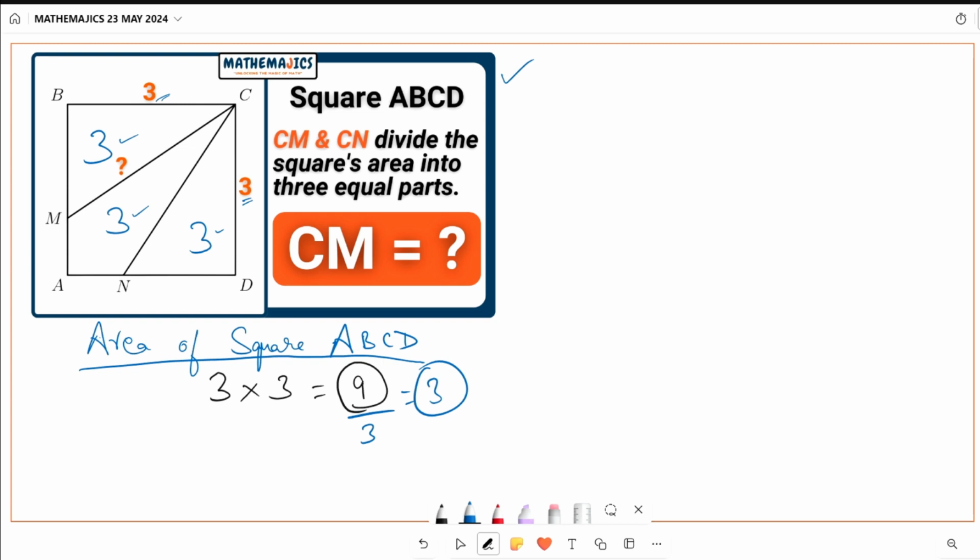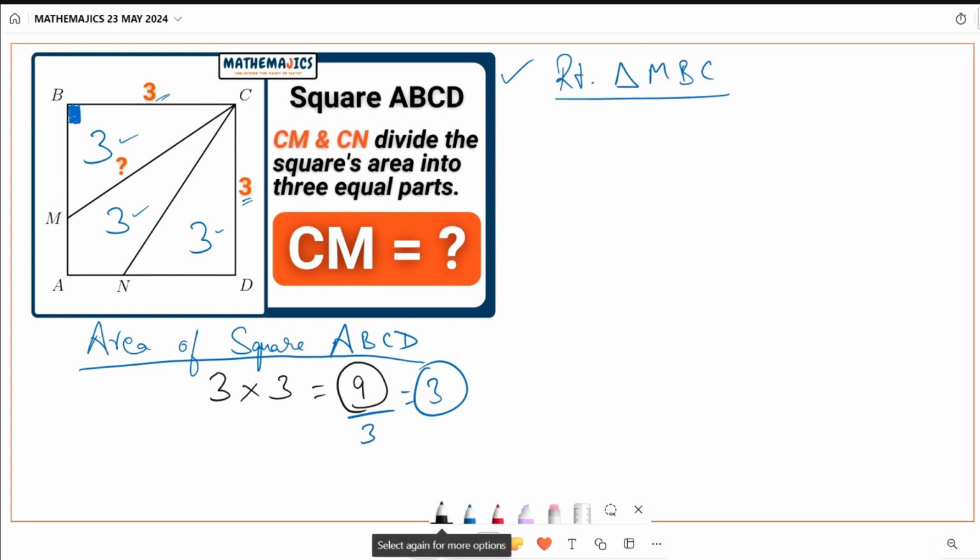Now we will look at this right triangle MBC. Why is this a right triangle? Because this angle is a right angle. And why is this angle a right angle? Because it is an angle of a square. So let's move to right triangle MBC.